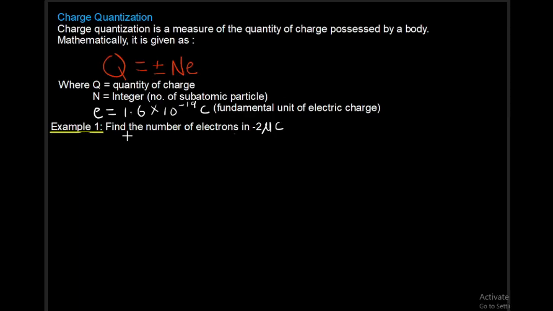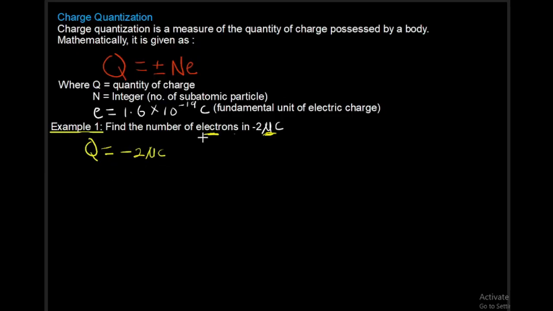Now, looking at this question, it says find the number of electrons in minus 2 microcoulomb charge. So the quantity of charge is minus 2 microcoulomb. First we bring out our parameters. Q was given to us, and Q is equal to minus 2 microcoulomb. Take note, we are solving for electrons, so we are going to be using minus here.